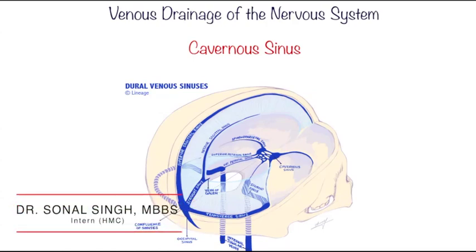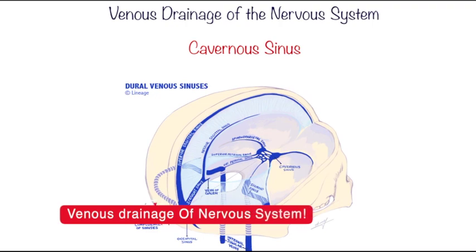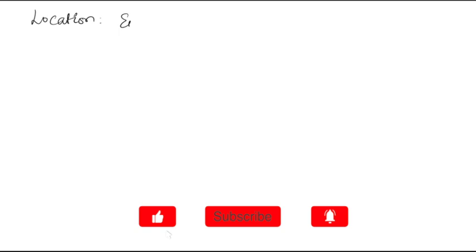This is Dr. Sonal and today we are going to discuss venous drainage of the nervous system. Under this, first we will see cavernous sinus. Now, cavernous sinus, if we talk about the location, it is present on either side of the sphenoid body.